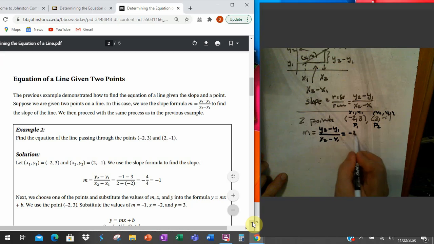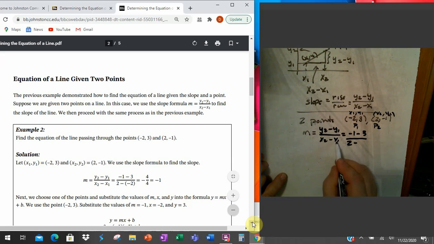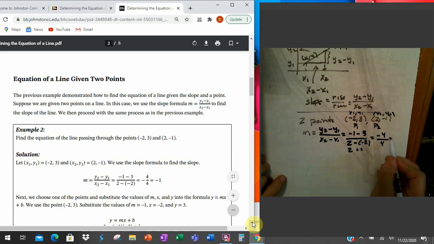y2, -1, minus my y1. This is 3. If this was a negative number, I'd want to do a negative and change that. But I'm just going to leave it like this. My x2, which is 2, and my x1 is -2. So that's what I do for negative numbers. So this is -4, and this is 2 plus 2, which is 4. So my slope is -1.